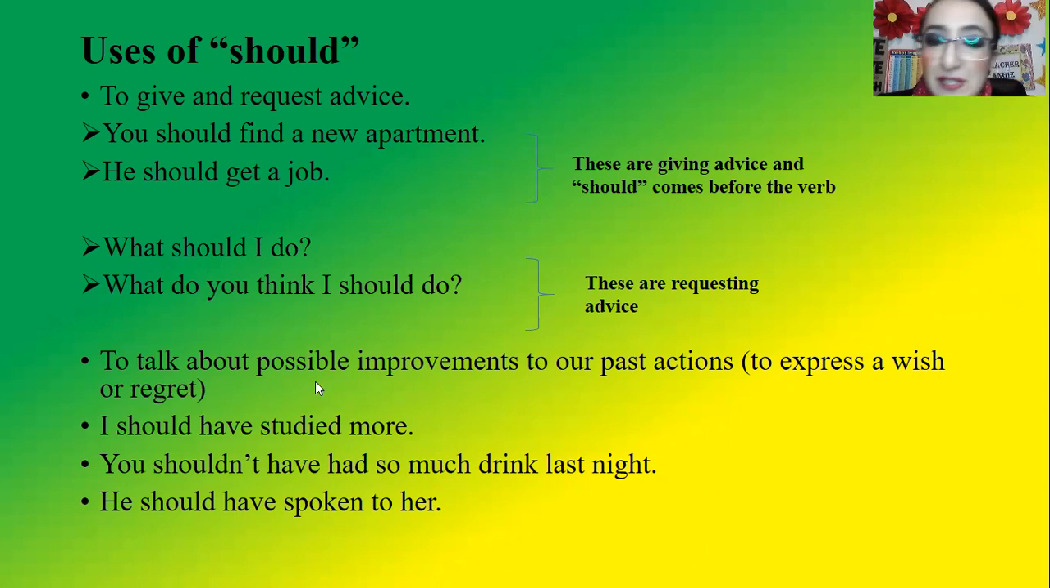To talk about possible improvements to our past actions or to express a wish or regrets. De hecho, esto puede suceder en el pasado. I should have studied more. Debería haber estudiado más. You shouldn't have had so much to drink last night. No deberías haber tomado mucho la noche pasada. He should have spoken to her. Él debería haberle hablado. Puedes utilizar el should en presente o en pasado. Presente, pasado, perfecto. No va a haber problema.